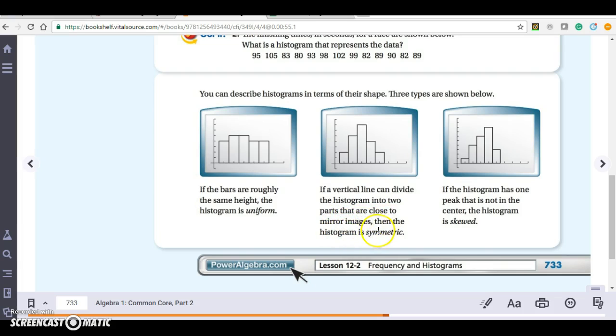If a vertical line can divide the histogram into two parts that are close to mirror images, then the histogram is symmetric. So if I go straight down the middle, they look the same, really close to the same on both sides. We call it symmetric.